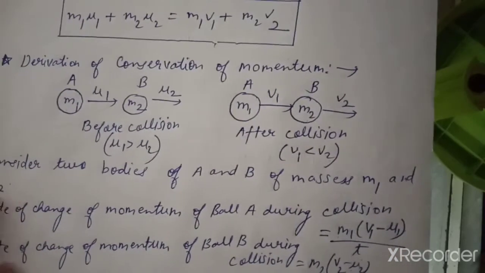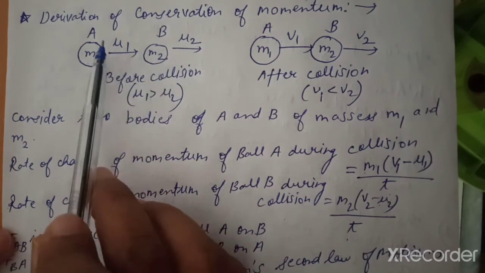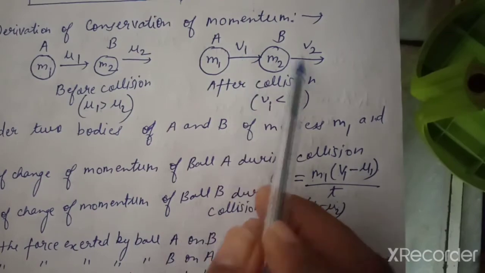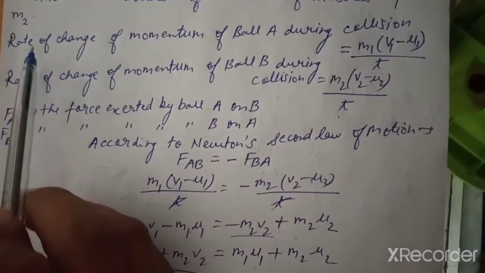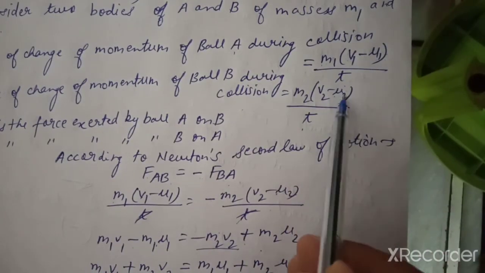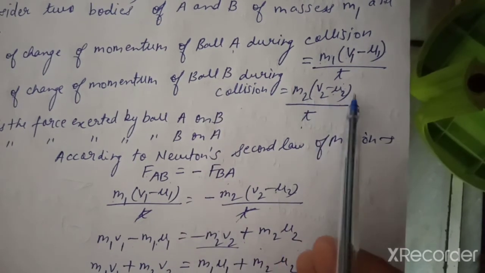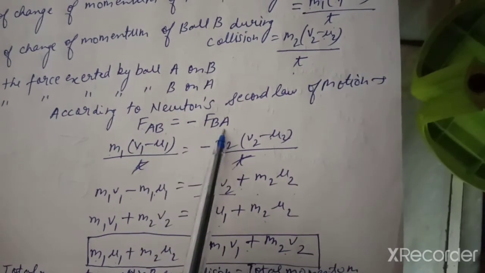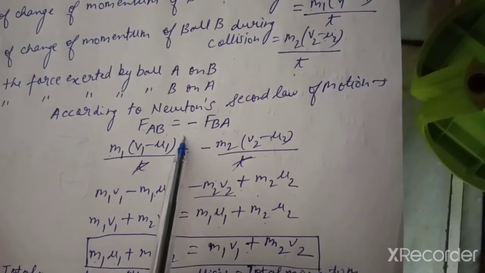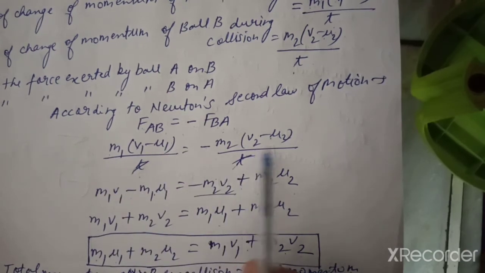To summarize, to start with, you consider two objects A and B of masses m1 and m2 moving with initial velocities u1 and u2. When they strike, the velocities change to v1 and v2. First you write the rate of change of momentum for ball A, m1(v1 minus u1) upon t. Then for ball B, m2(v2 minus u2) upon t. According to Newton's law, both forces are equal and opposite in magnitude, so we write m1(v1 minus u1) upon t equals minus m2(v2 minus u2) upon t.